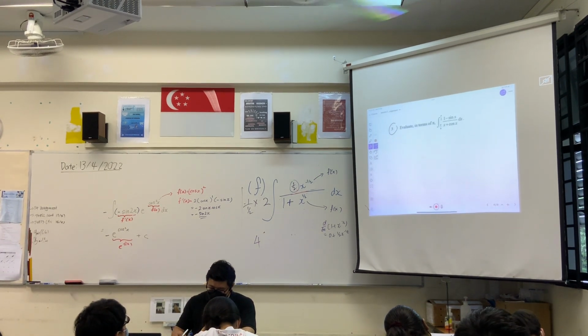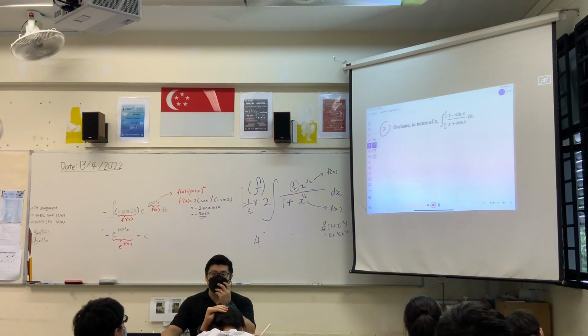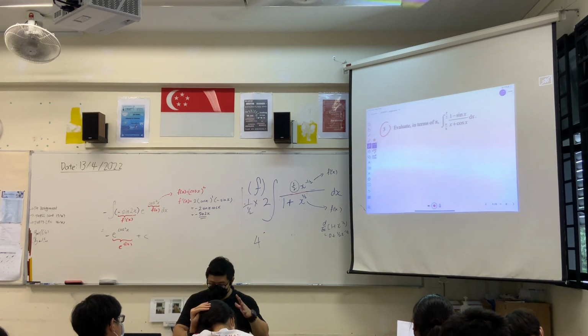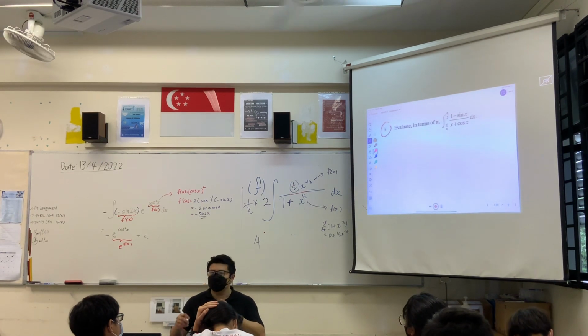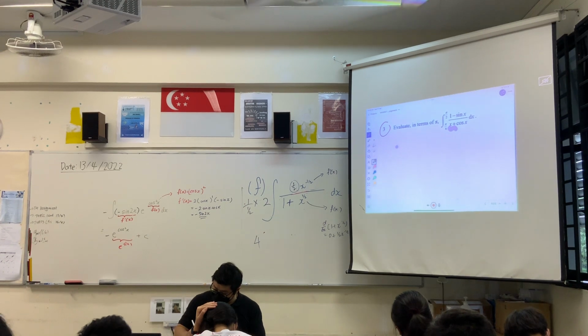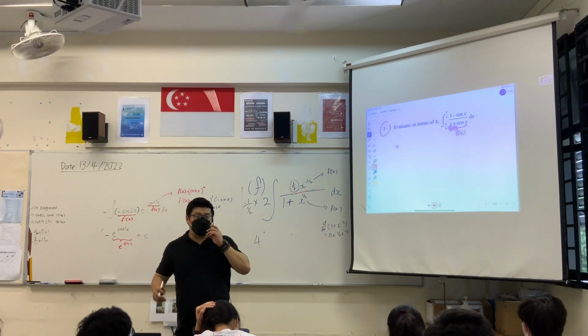Okay, next one, question 3. Who asked for question 3? Question 3 is so nice. It's perfectly built for you, right? It's just f prime x over f(x). If you look at this as f(x), right?